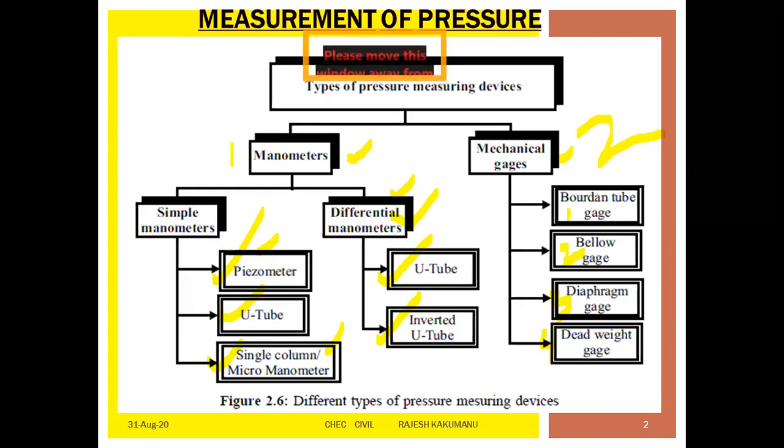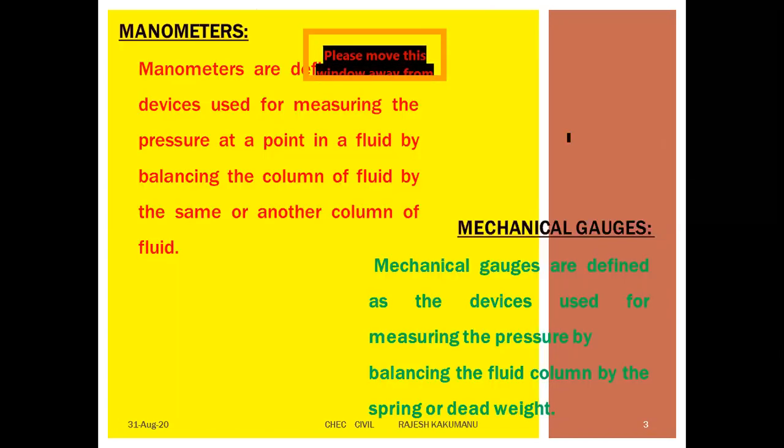Next we will discuss in detail. What is the meaning of a manometer device? A manometer is defined as a device used for measuring the pressure at a point in a fluid.